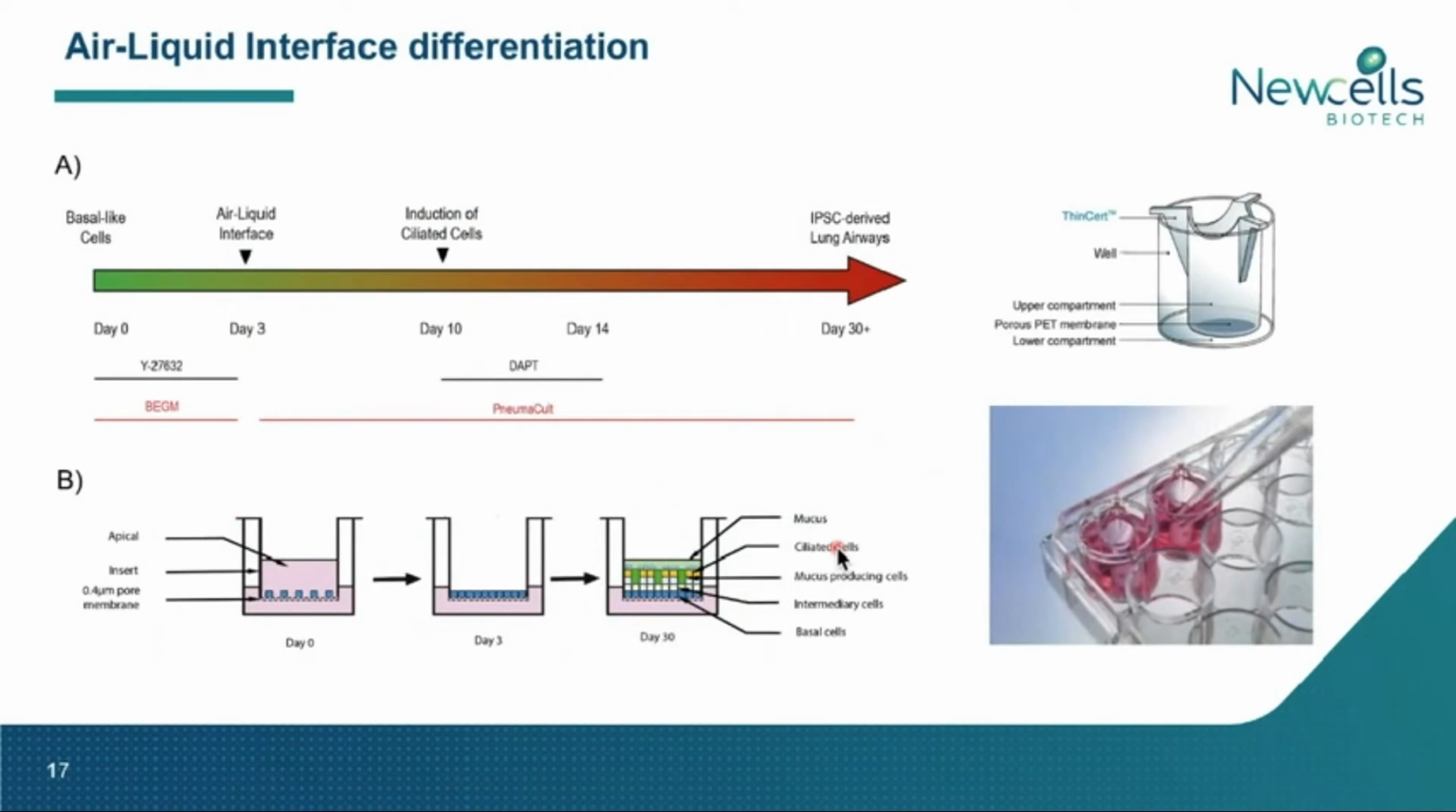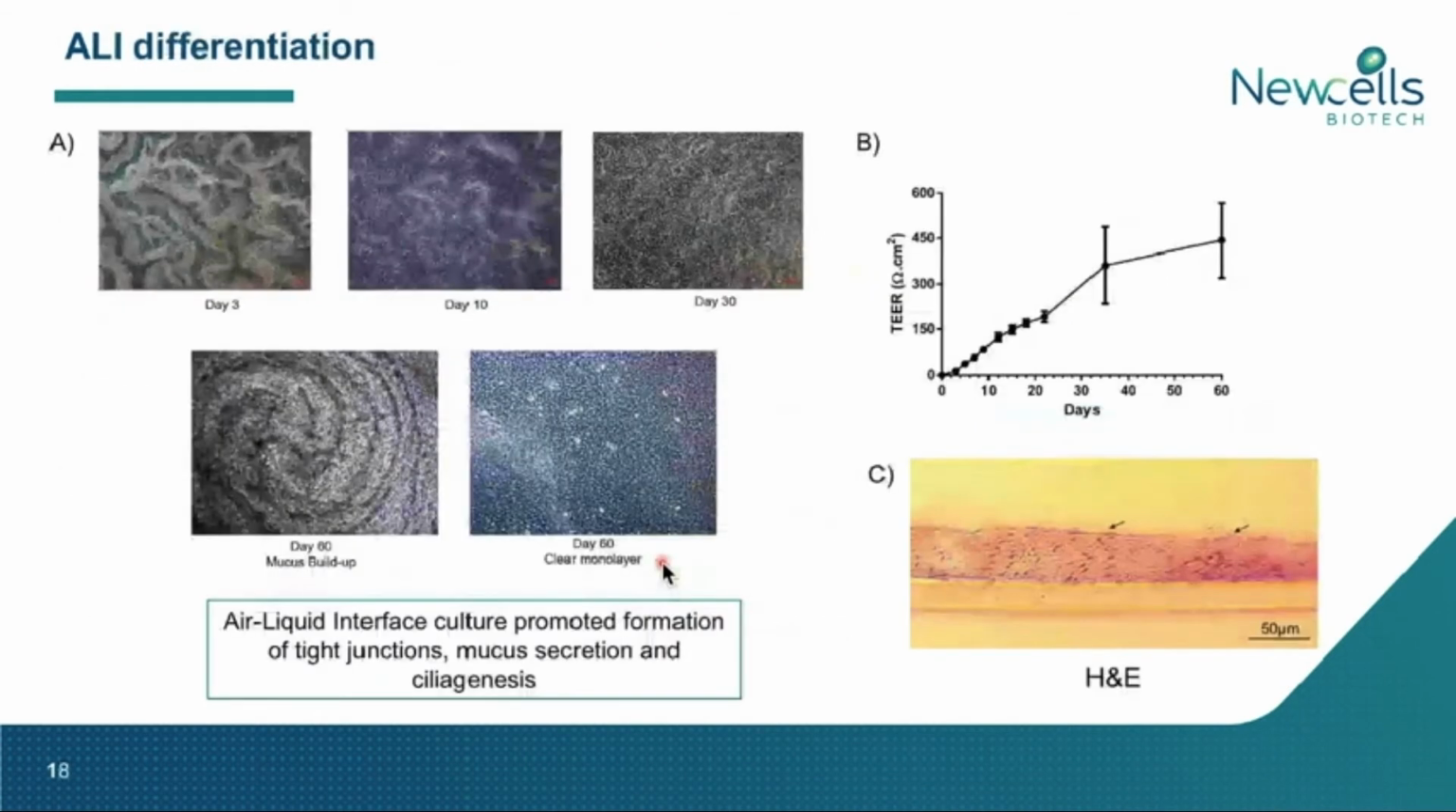Air-liquid interface differentiation is relatively simple. We would grow the basal cells as a monolayer on the 0.4 micron PET membrane in a transwell insert. For about 3 days, it will take to become confluent. Then we change the medium, raise that to the air-liquid interface, and then the rest just does it itself. It will assemble intermediary cells, mucus-producing cells, and functional cilia, and above all, mucus. We can see the mucus by about day 60.